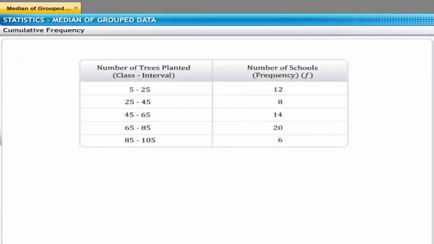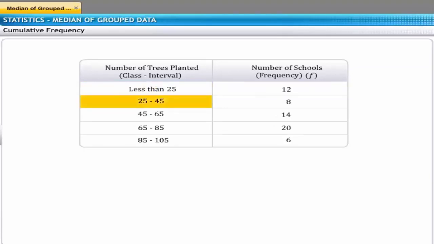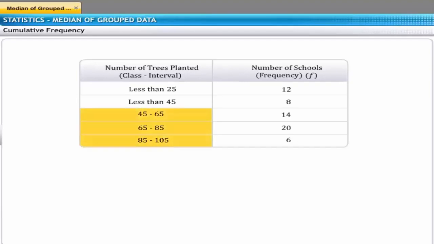There is one more type of cumulative frequency distribution. Let's see how it is calculated. Now, we'll rewrite the number of trees planted using only the upper class limit of all the class intervals. The first class interval, 5 to 25, can be written as less than 25. The second class interval, 25 to 45, can be written as less than 45. The other class intervals can also be rewritten similarly.